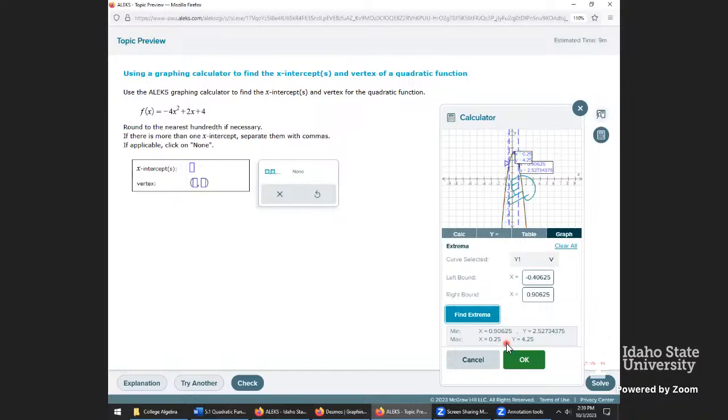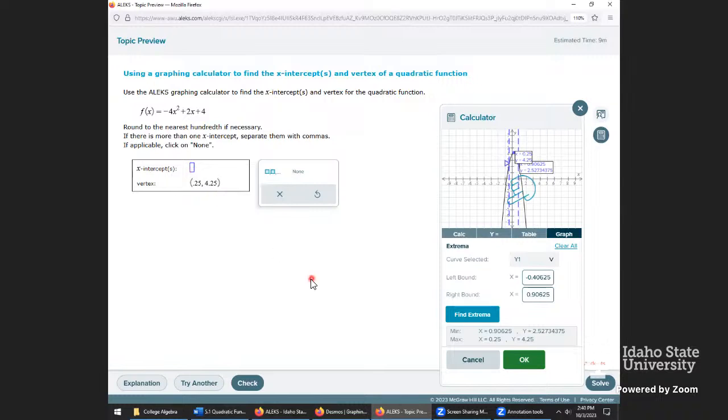So it says we should have a 0.25, 4.25 on this one. So let's take a look at the instructions. Down to the nearest hundredth. So yeah, 0.25, 4.25 should do the job. So that's our vertex, 0.25, 4.25.